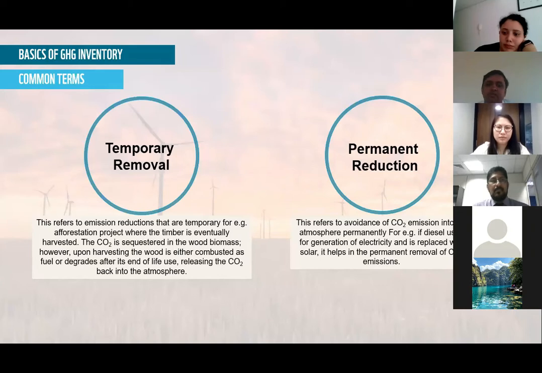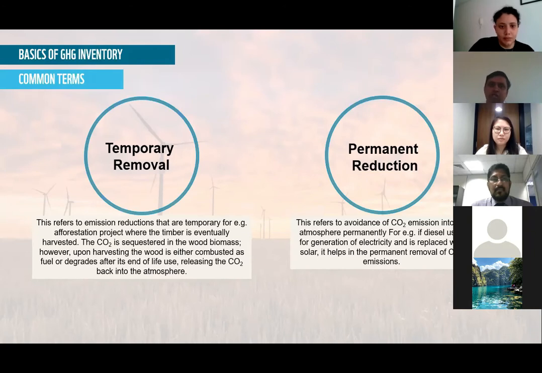Temporary removals and permanent reductions. There are activities that we can undertake that would reduce greenhouse gas emissions, but would that be permanent or would that be temporary? Based on that concept, these two terms are coined. Temporary removals are those removals wherein we reduce the greenhouse gas emissions, but it is reduced for a certain period of time, and it again goes back into the atmosphere after 10, 20, 30 years. So it's called temporary removal. And permanent reductions are reductions which, when we undertake them, stay as reduced throughout the lifetime.